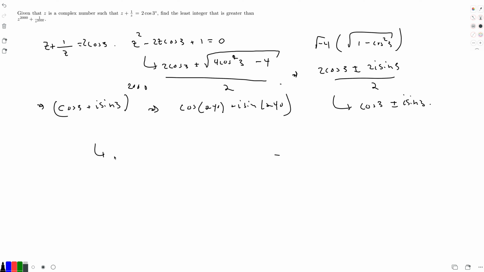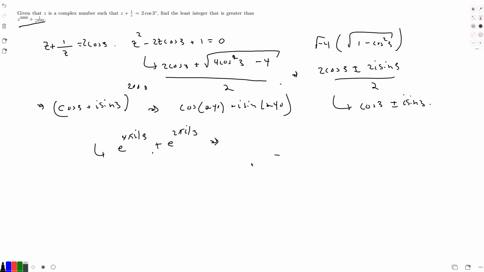Okay, and then it's going to be easier to deal with this in the long run in exponential form because we have to take the reciprocal. So we just do that: e to the 4 pi i over 3 plus e to the 2 pi i over 3. Because that's just e to the 2 pi i minus 4 pi i over 3, which is 6 pi i over 3 minus 4 pi i over 3, which is 2 pi i over 3.